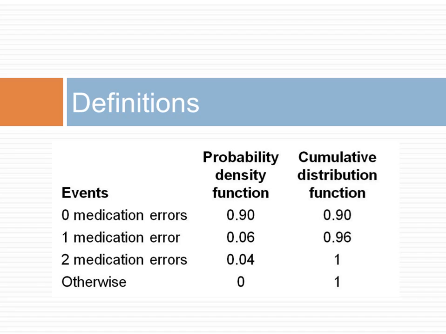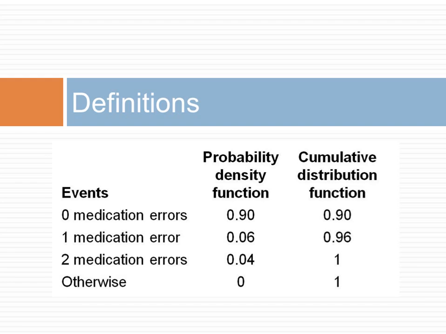The first column shows the probability density function. At each value, it provides the probability of the event listed. For example, 90% of patients have no medication errors, 6% of patients have one medication error, and 4% have two medication errors. The cumulative distribution function is also given in the right column.